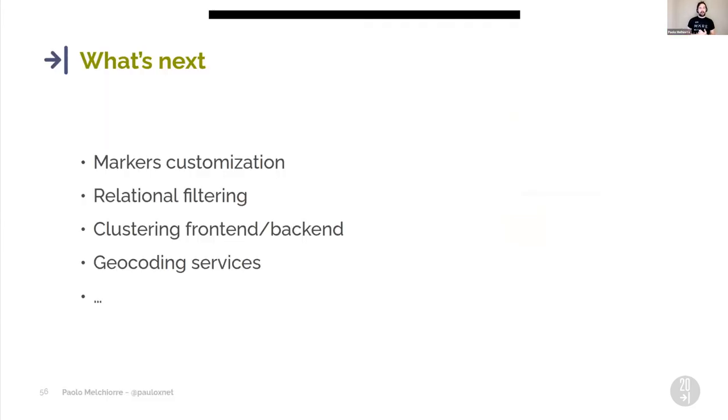Speaking of map, there are also many other features that we can add in the future. For example, marker customization and pop-ups to show more information. Marker filtering based on relational data. The clustering of markers both in the front end to improve the visualization and back end to make the loading of data more efficient. Use of geocoding services to add marker locations starting from the address, and so on.